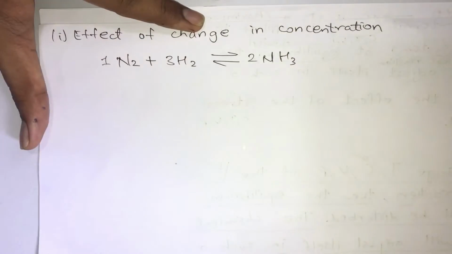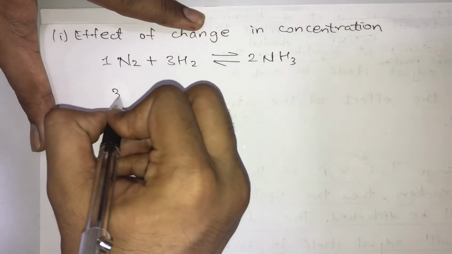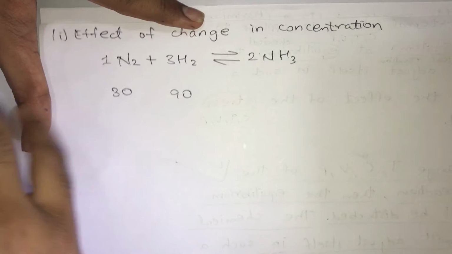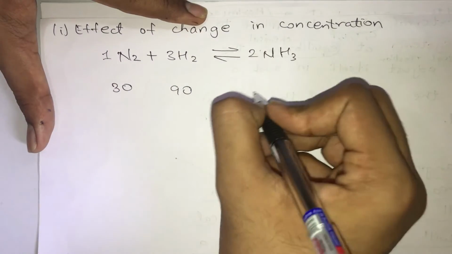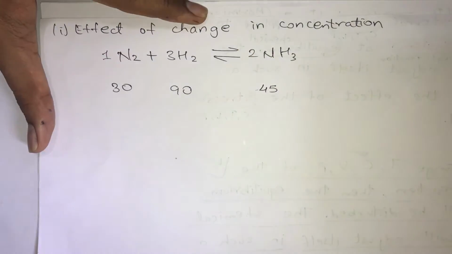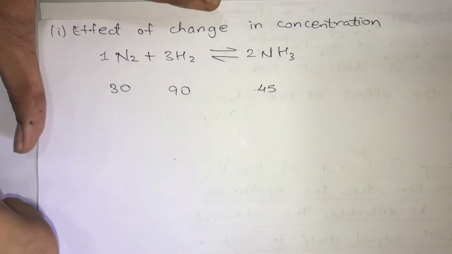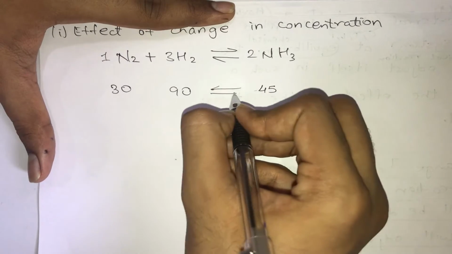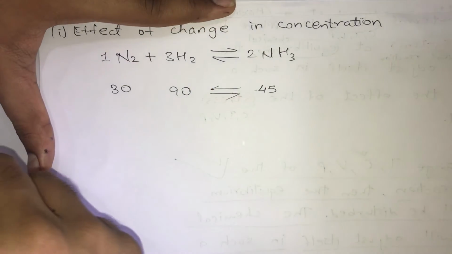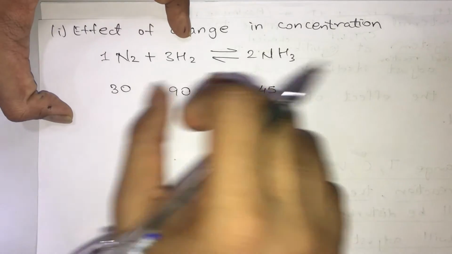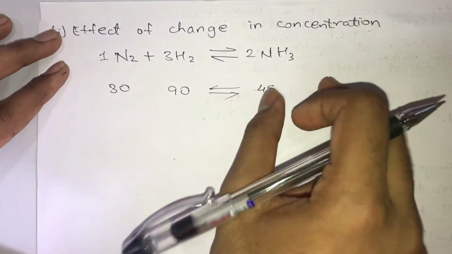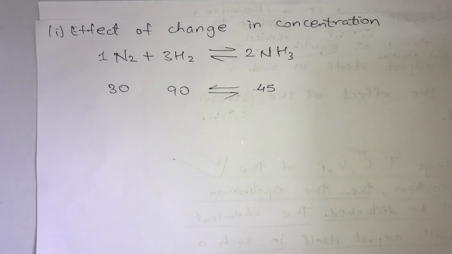Okay, now let's say you have 30 moles of N2, 90 moles of H2, and let's say 45 moles of NH3. Not necessarily you are going to have the same amounts always, right? So you have this much concentration and a chemical equilibrium has now been established, which means that the change in amount of reactants to products and products to reactants is now the same.